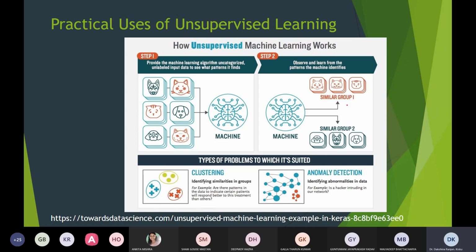If we consider cluster one of cat samples and cluster two of dog samples, the similarity would be determined among different samples of the cat, and similarly among different samples of dogs. So clearly we can have two different clusters, determined based on the similarity among the samples. The two most prominent applications of unsupervised learning techniques are clustering and anomaly detection. In clustering, we try to identify the similarities in the groups, and in anomaly detection, we try to identify the abnormalities in data.